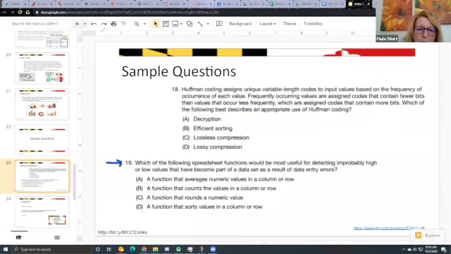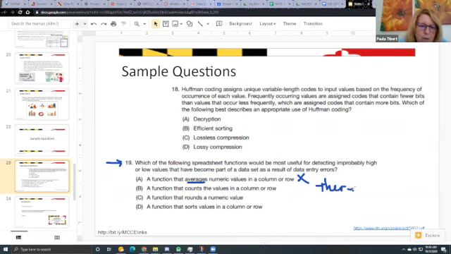Okay. So when you're looking for outliers, you don't want to use a function that averages things, because it would account for those outliers. It would make the average incorrect, actually. And then it's not B because it's just counting the values. So it's not looking at whether or not they're small, high, incorrect, correct.